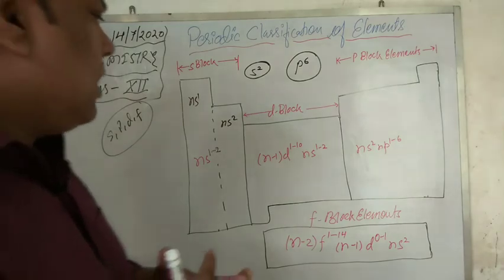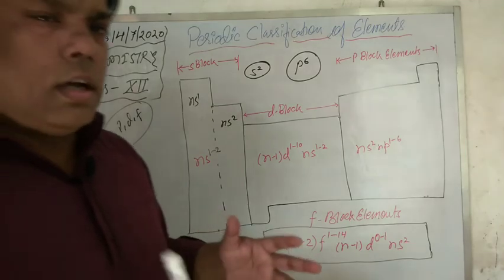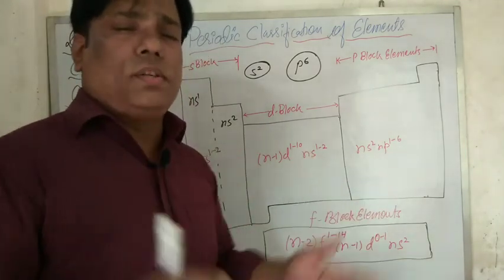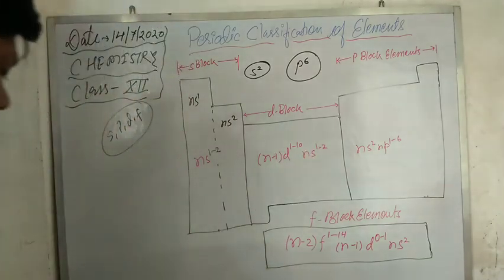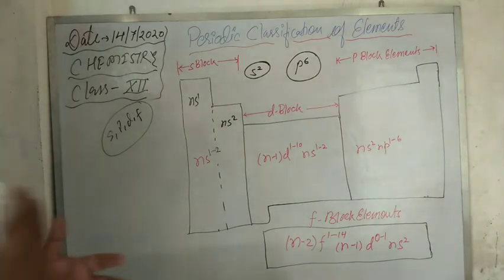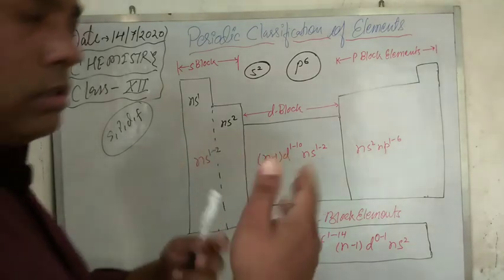Now, what are the characteristics of D block elements, that is, transition elements? D block elements are good catalysts. Why are they good catalysts? Because they have variable oxidation states. Their melting and boiling points are very high. They normally form complex compounds, and they also have a tendency to form alloys with other metals.